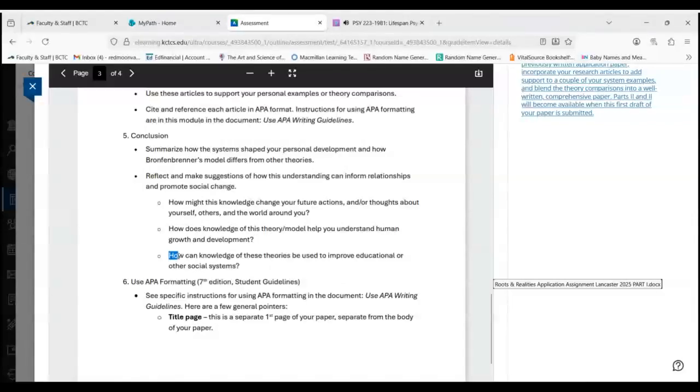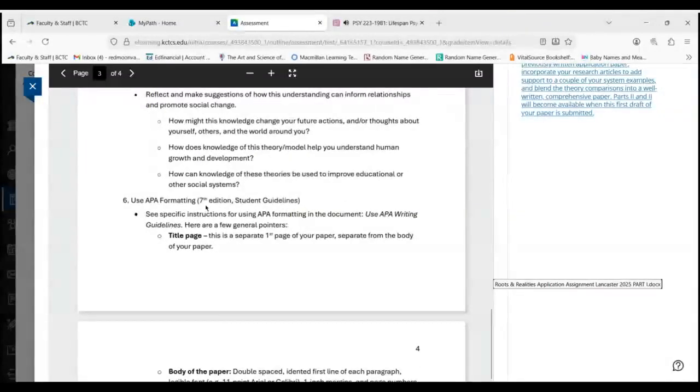And then lastly, I really want you to answer this question as well in your conclusion. How can knowledge of these theories or Bronfenbrenner's theory be used to improve educational or other social systems? So it's a chance to think really deeply about this and address the bigger picture of how this can help.